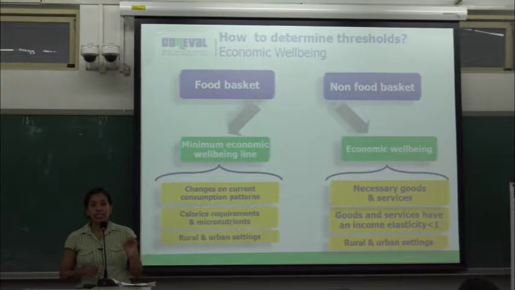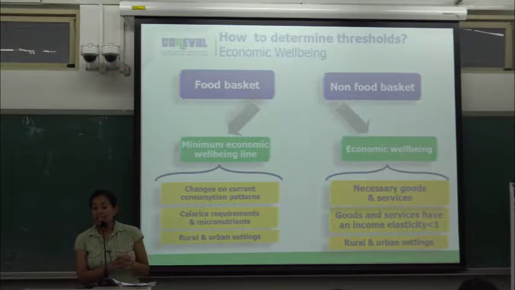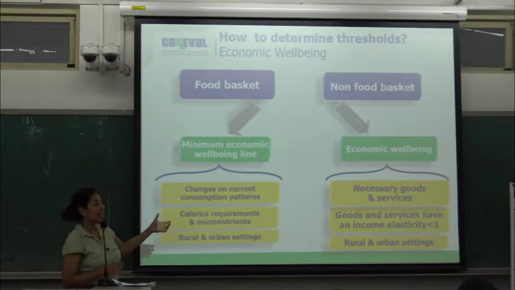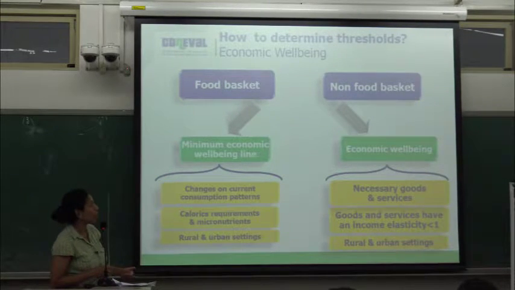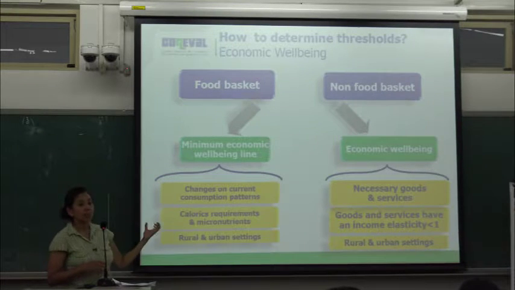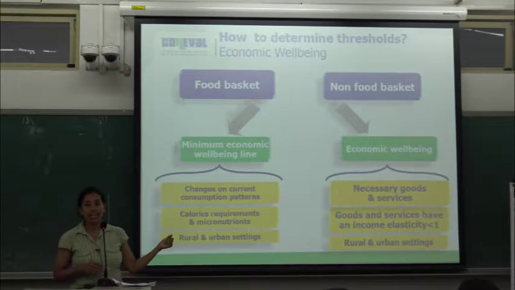Now, how do they determine specific thresholds? In the case of the income dimension of economic well-being, the more extreme poverty line is based on an assessment of a food basket that considers caloric intake, and that it changes for rural and urban settings. So it's the most extreme poverty line.